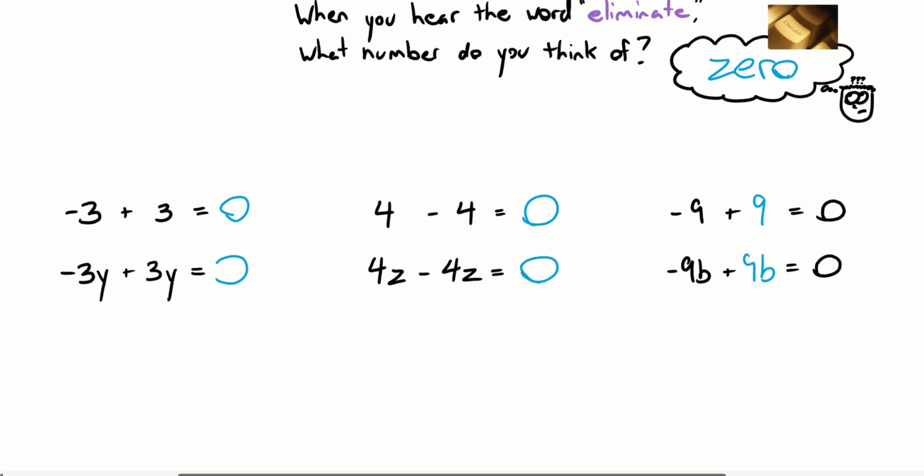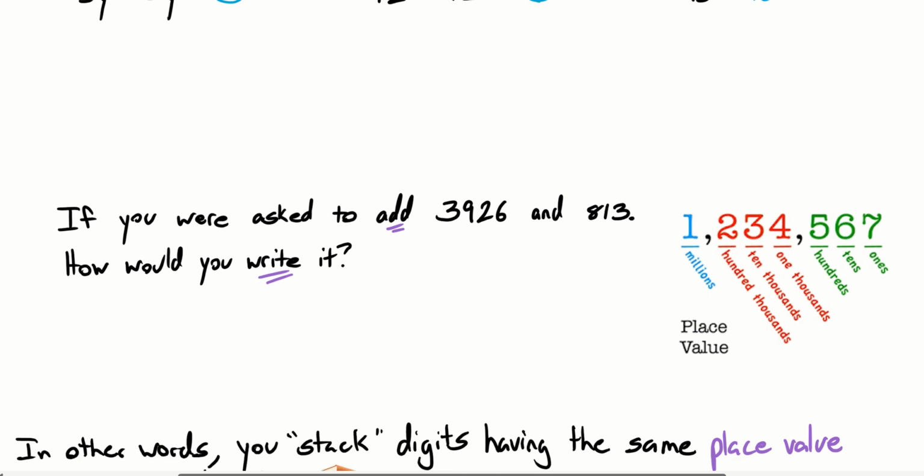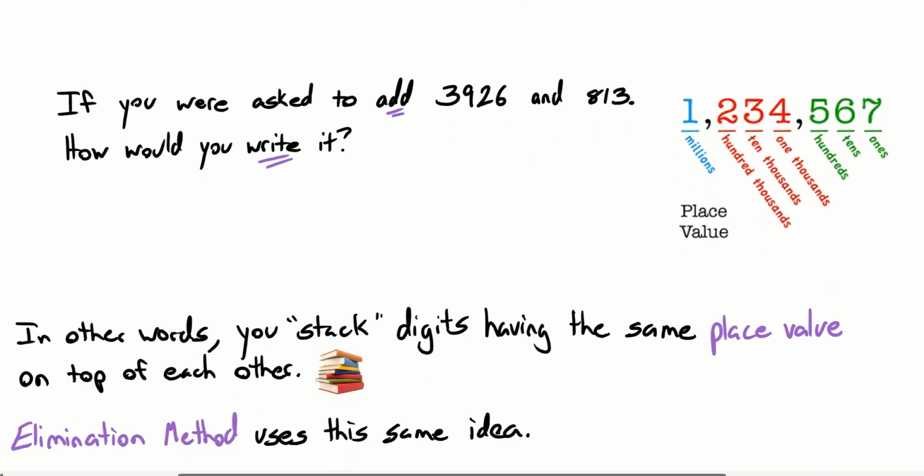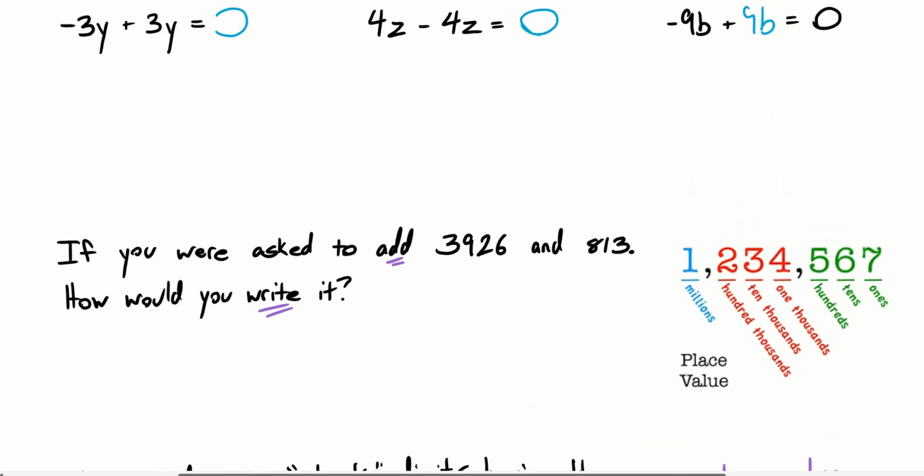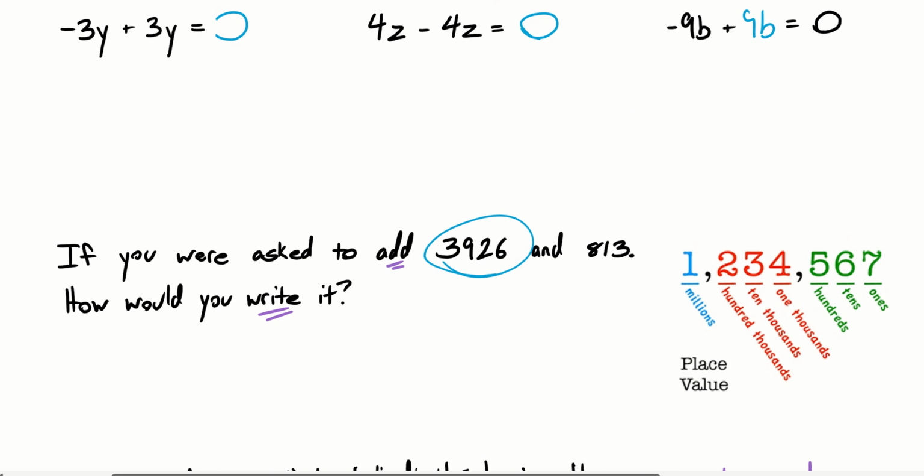All right, so now another kind of strange question that seems out of the ordinary, but it's going to make sense in a moment. If you were asked to add 3,926 and 813, let's say you're back in like 2nd grade, and your teacher said, I got to show all of your work and you got to write it down. How would you write it? We'll get the answer. How would you write 3,926 plus 813?